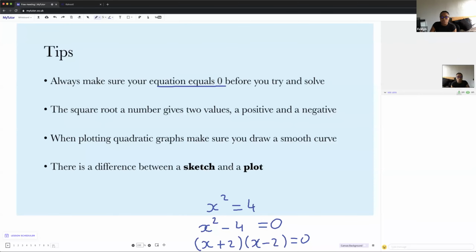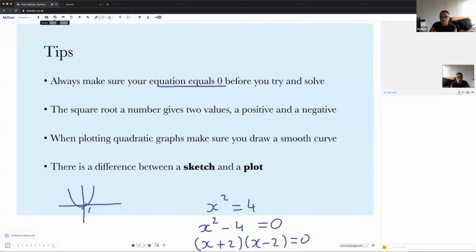When plotting quadratic graphs, make sure your graph is a smooth curve. Do not use a ruler. And there is a difference between sketch and plot. If they ask you to sketch, it means they don't want you to draw the coordinate axes and do 1, 2, 3, 4, and then draw it really accurately. They just want what it looks like. So whether it's a positive graph, you can literally do something like this. That counts as a sketch, and you could get marks for that as long as you put the important points, like the turning point, the roots, the y-intercept. That's when you get marks for sketches.